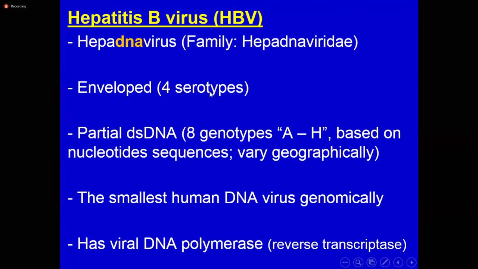There are 4 serotypes here. The DNA is double-stranded, as I said, but partial. There is an area of it single-stranded. I will show you that area in a moment in the figure. There are 8 genotypes, A to H, based on the nucleotide sequences. These genotypes are very important epidemiologically, not from a microbiological point of view, because they vary geographically. In each country, a different genotype.